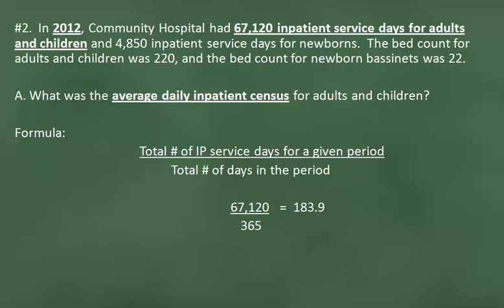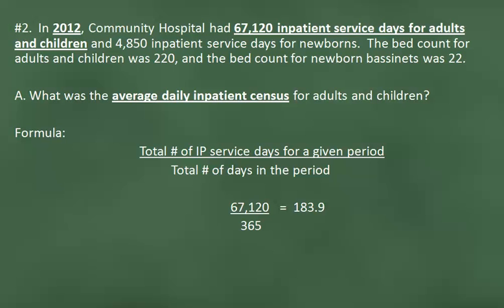Okay, now we're going to look at question number 2. Question number 2 says, in 2012, it actually says in any given year, 20XX, but I'm going to put 2012 here just to make it more simple. In 2012, Community Hospital had 67,120 inpatient service days for adults and children and 4,850 for newborns. The bed count for adults and children was 220, and the bed count for newborn bassinets was 22. What was the average daily census for adults and children?